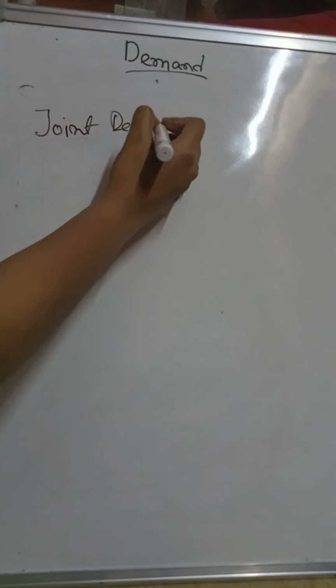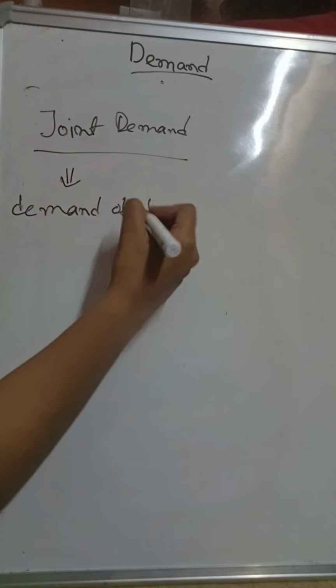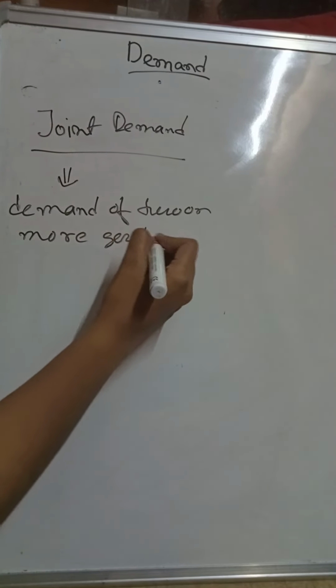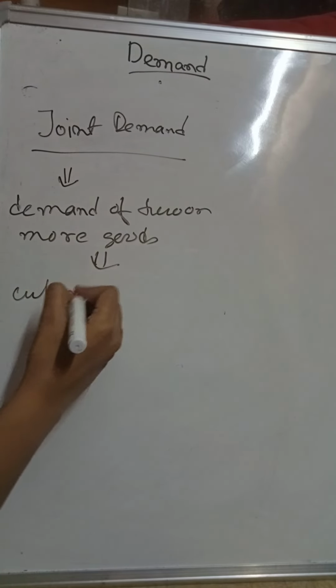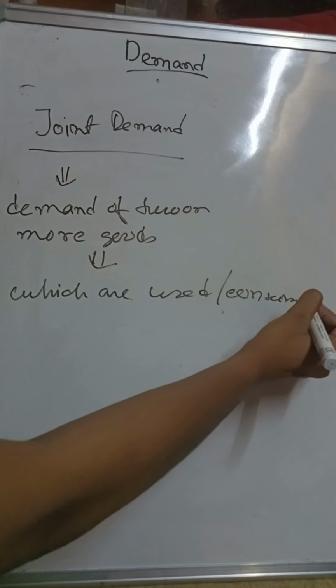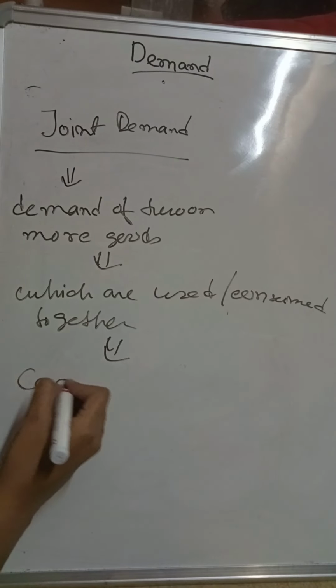What is joint demand? You can already estimate from the word. Joint demand refers to the demand for two or more goods which are used jointly or demanded together. For example, demand of two or more goods which are used, or you can say consumed together.